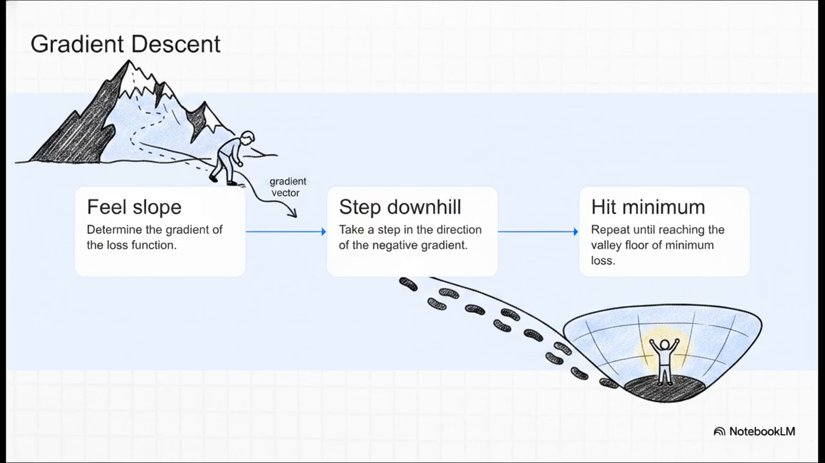The landscape around you is what we call the loss surface. Basically, it's a measure of how wrong your model's predictions currently are. Because you're in the dark, you have to carefully feel the ground with your feet to find the slope. That slope is the gradient.